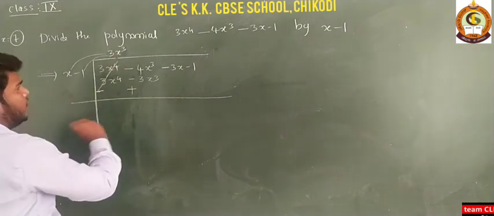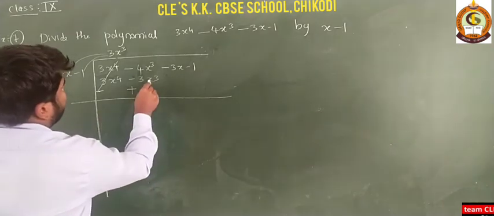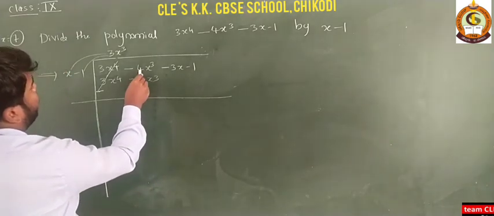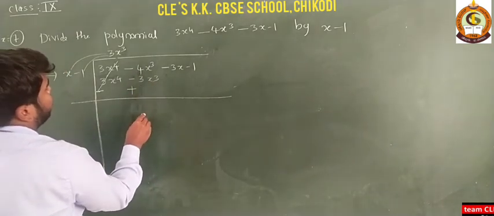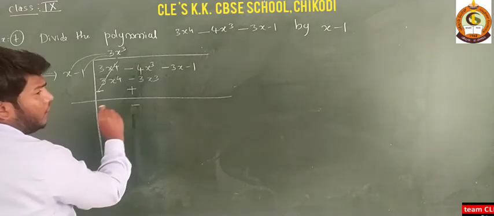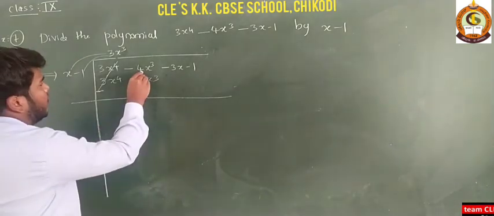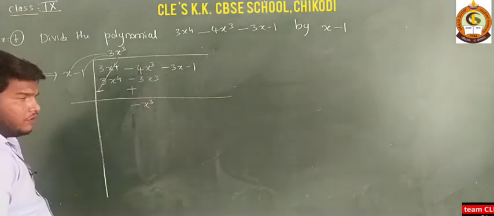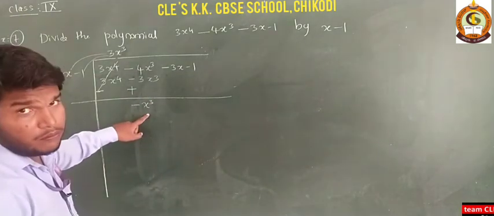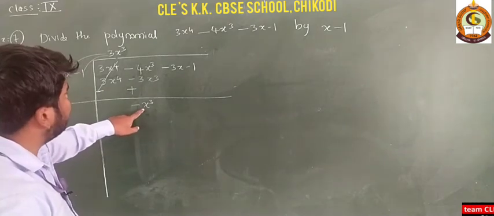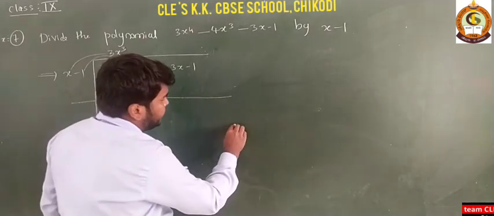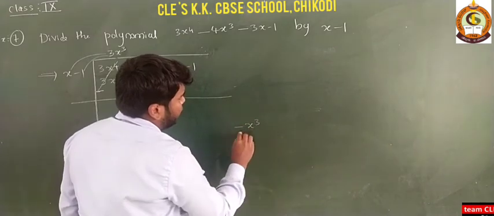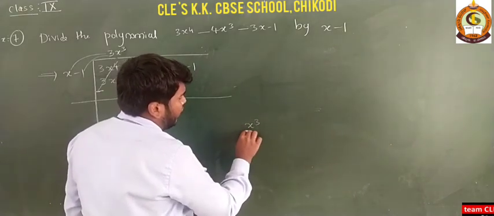So this gets cancelled, and what remains is, dear students, see here 4 minus 3 which is equal to 1, and we keep the minus sign by seeing the greater number, and x cube we keep as it is, so it is minus x cube. Okay dear students, so minus x cube. Now consider only the x cube.